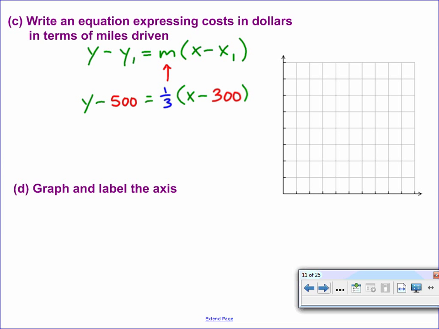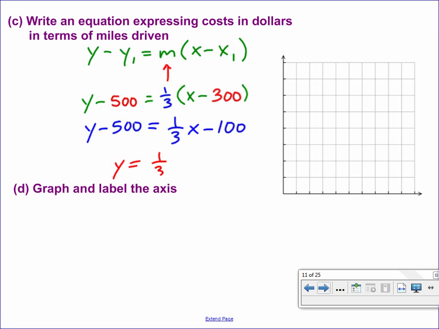This is point slope form. I'll go ahead and solve for y to practice. So my y minus 500 equals one-third x minus 100, which means that y equals one-third x minus 100 plus 500 would be plus 400.